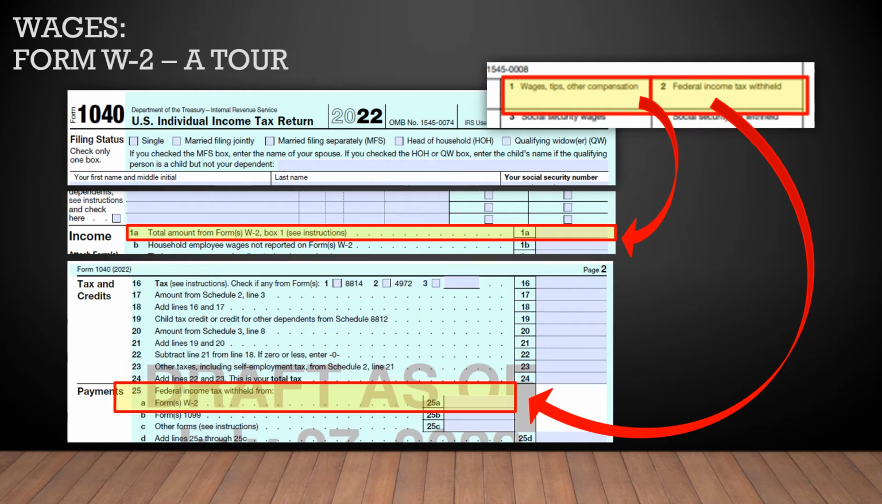And here is how that information flows onto the return. You can see up on the right-hand corner, we have from our W-2 boxes 1 and 2. Box 1 ends up on line 1 of the 1040, wages, tips, etc. Box 2 ends up on page 2, line 25, and that's where you enter federal income tax withheld from Forms W-2 on 25A.